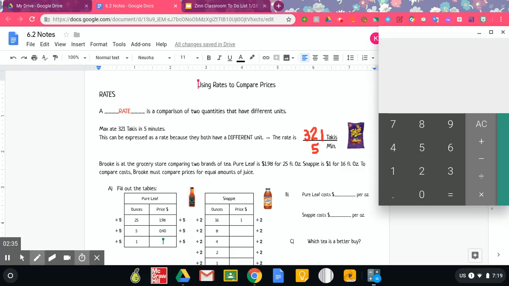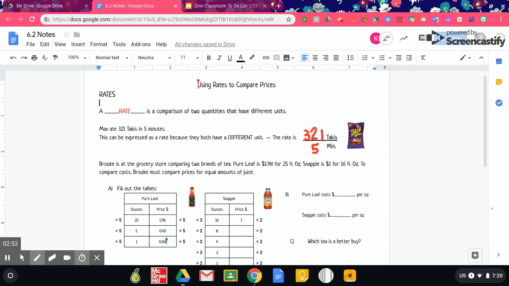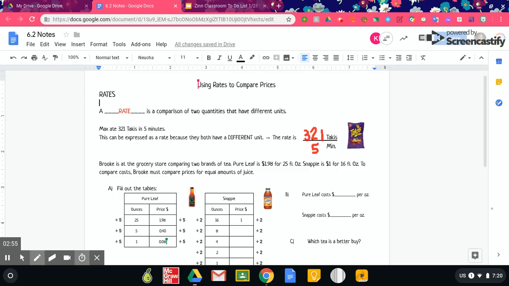Next, we got to take 0.40 and divide it by 5 again. So I should have left it on my calculator. 0.4 divided by 5 is 0.08. So what that means is that Pure Leaf costs you 8 cents per ounce. I'm going to put the little symbol for cents. It's not $8, it's 8 cents per ounce.